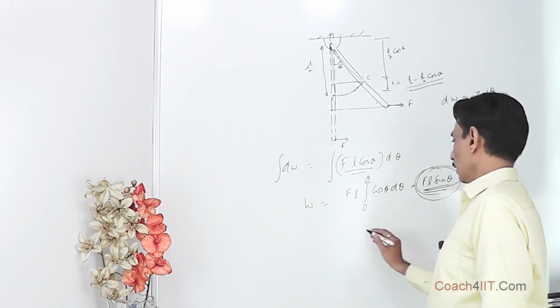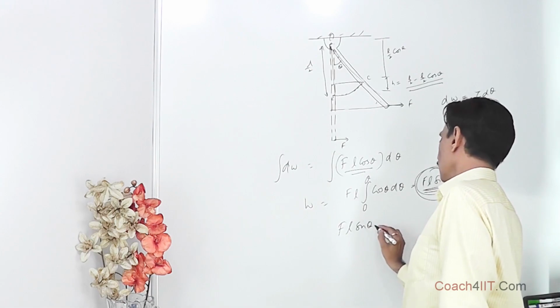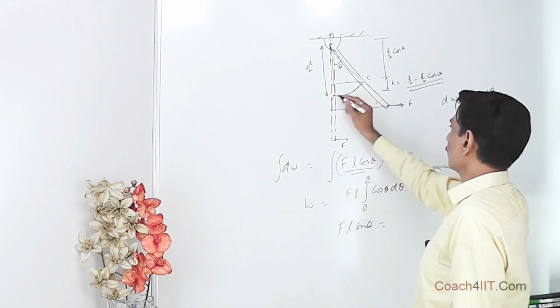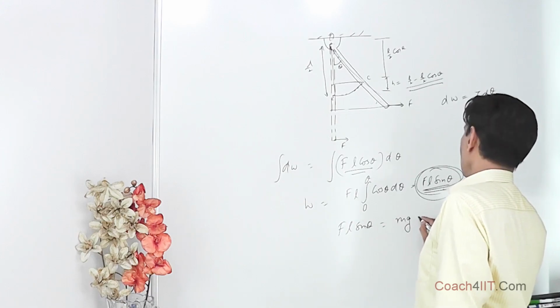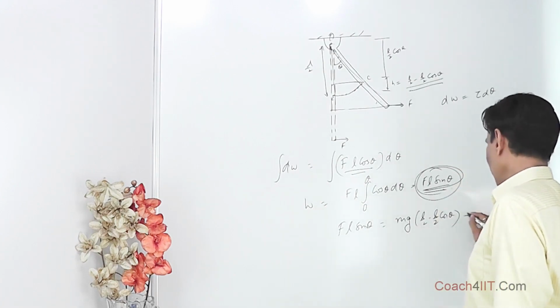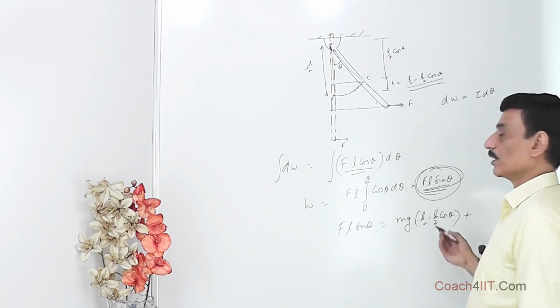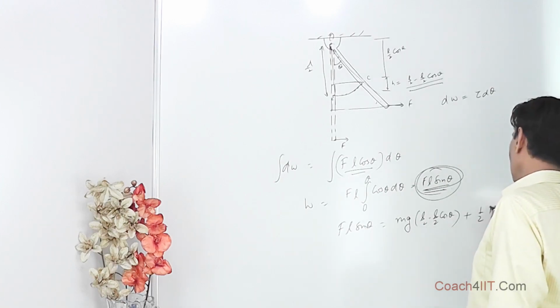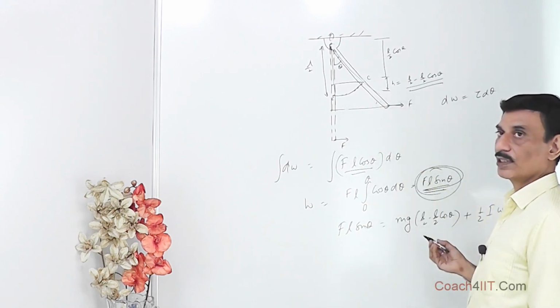This work, that is FL sin theta, is being used, number one, to raise the potential energy, that is mg into h. What is h? L by 2 minus L by 2 cos theta. Change of potential energy plus change of kinetic energy. What kind of kinetic energy? Rotational kinetic energy. That is half I omega square, because initial omega was 0, so the initial rotational kinetic energy is 0.